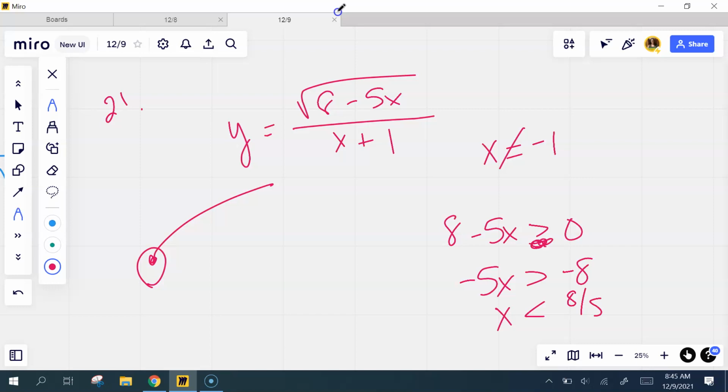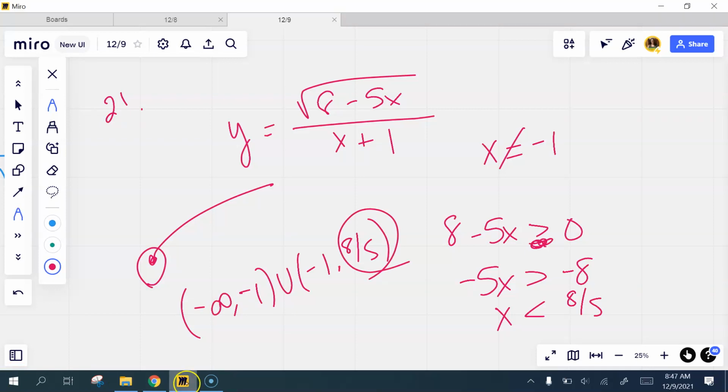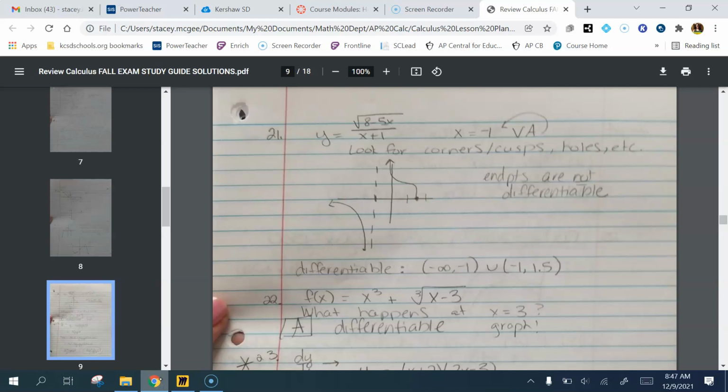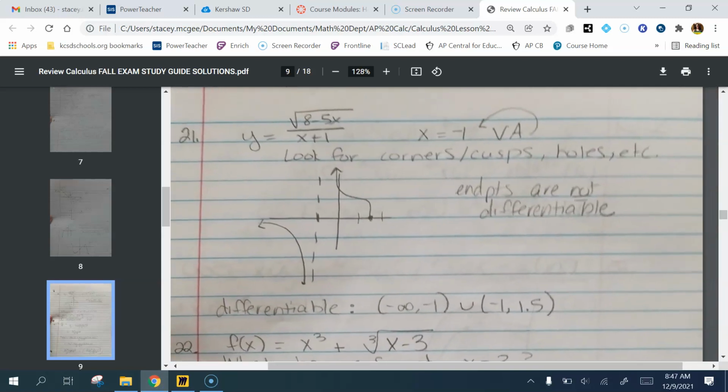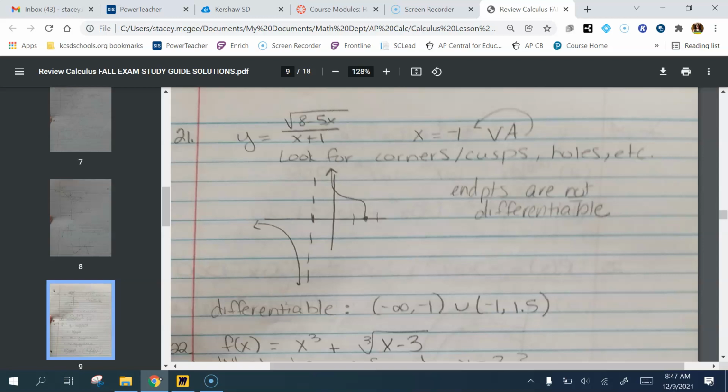So I'm going to say it's differentiable on the interval negative infinity to negative 1. It can't be negative 1, but it can, oh no, 8/5, up to 8/5, which should be 1.5 on a calculator. Look at the graph of it. You know that negative 1 is a vertical asymptote, so it's not going to be differentiable there. But here, because the x is negative, I didn't take that into account. It's got a reflection in there too, and it has an endpoint right there. You'd use your calculator for that.